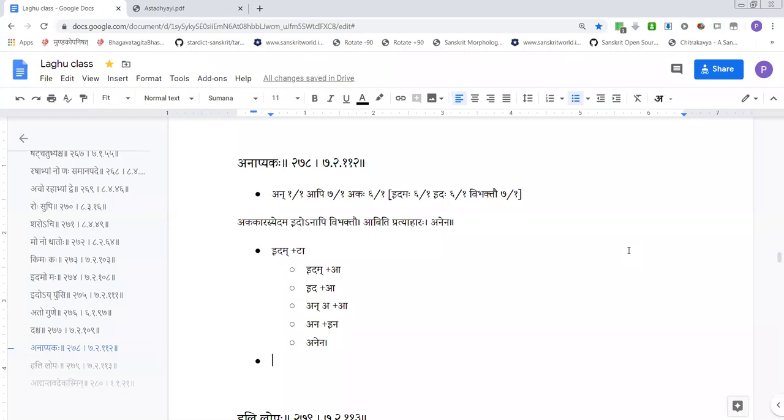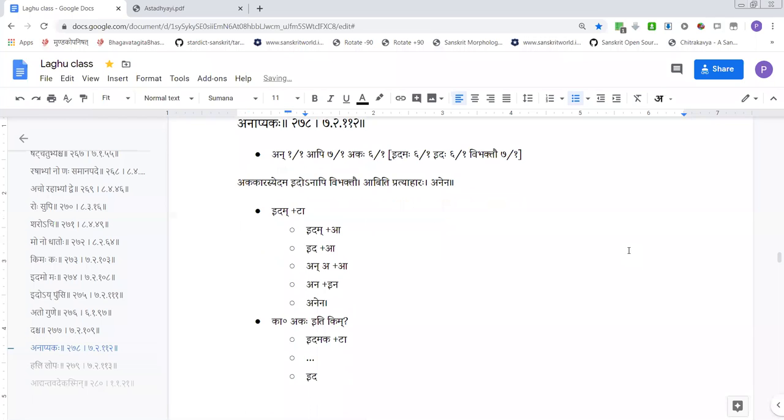Kashika says akaha iti kim, akakarasya iti kim. Idamaka plus ta. You'll get this ina ityadi, inatsyaha, and then you'll get ida, makena. That is the form as opposed to anena. So idamakena, in case we see somewhere, then what is this? Sorry, not idamakena. This ida will have become this imakena. I have to say it stepwise, so this dot dot dot may not work.